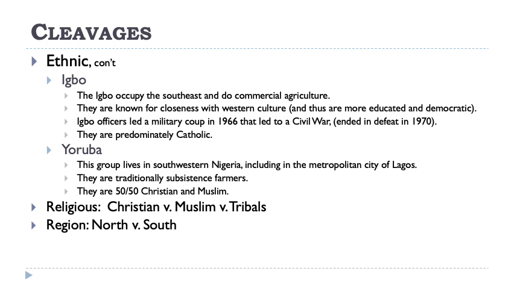There are many others, but they represent the ethnic cleavages that we see in the country. You could also phrase this as Muslim versus Christian versus tribal religions, all who are competing with each other. And then, of course, the Muslim North and the predominantly Christian South, which could also be articulated as the impoverished North and the more affluent South. So there's lots of different ways that people in Nigeria are divided.